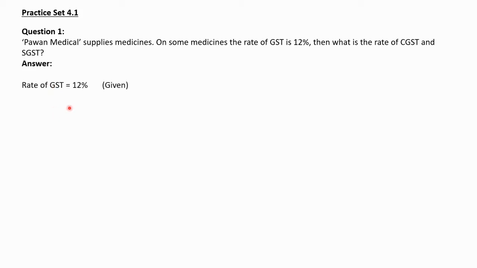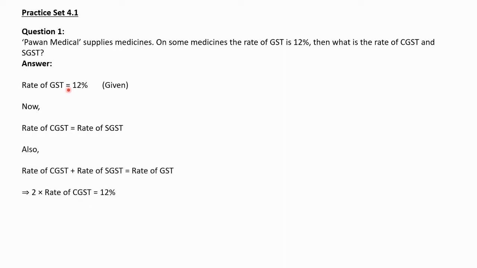So if you see the rate of GST given is 12%, and we already know that the rate of CGST and the rate of SGST will be the same, and the rate of CGST will be half of your rate of GST. So the rate of GST is given as 12% and half of 12 is 6. So the rate of CGST will be 6%.